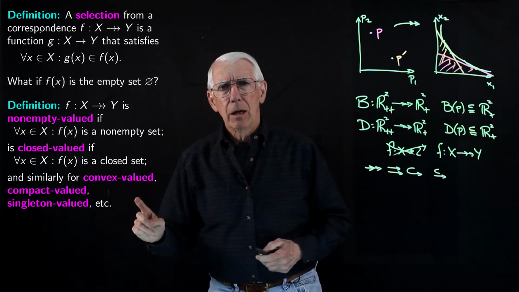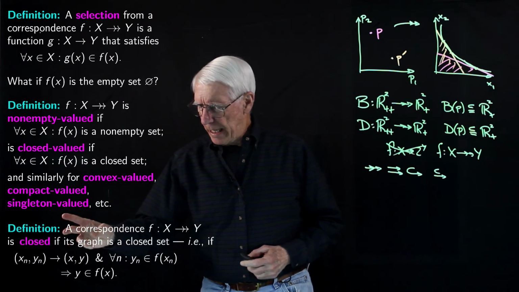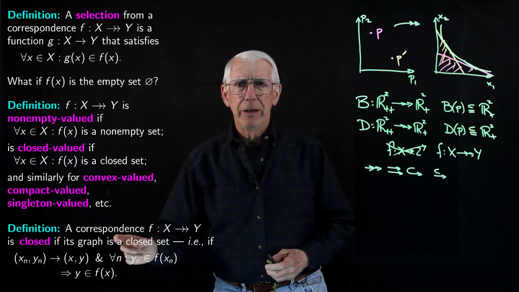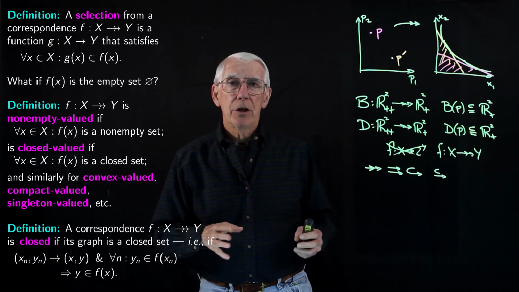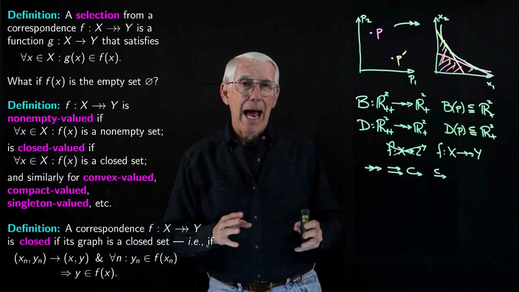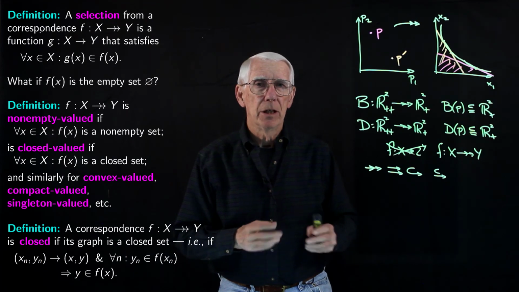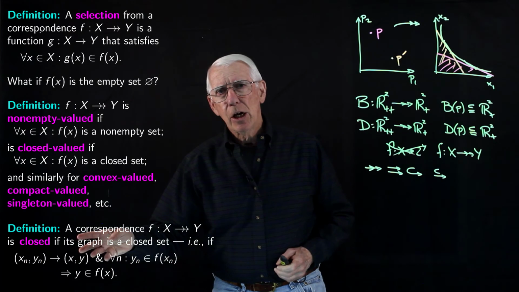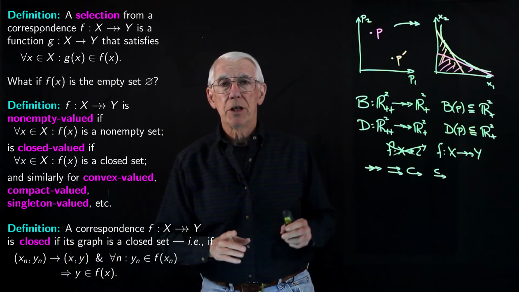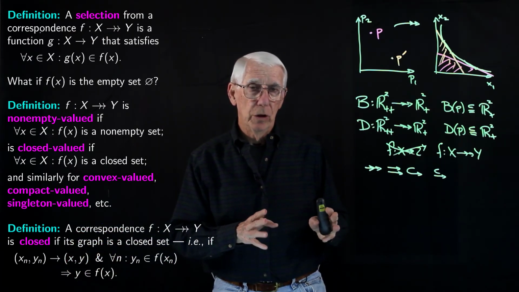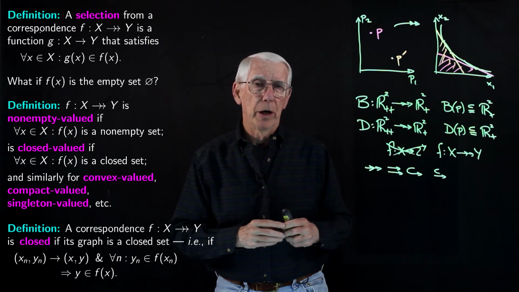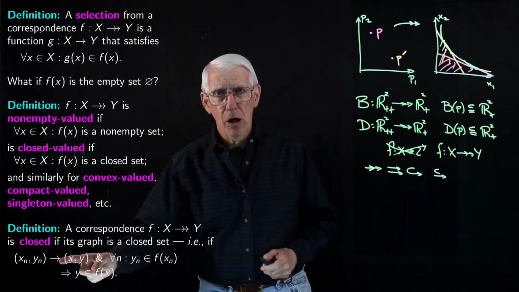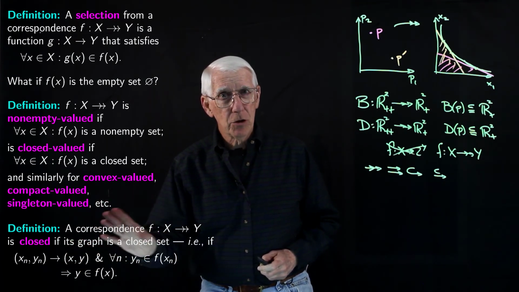So we have one last property of correspondences that we need to look at briefly before we turn to looking in detail at upper and lower hemicontinuous correspondences. And that last property is the notion of a closed correspondence, which is very closely related to both upper and lower hemicontinuity, as we'll see in a few moments. So a correspondence is said to be closed, not the same thing as closed valued.